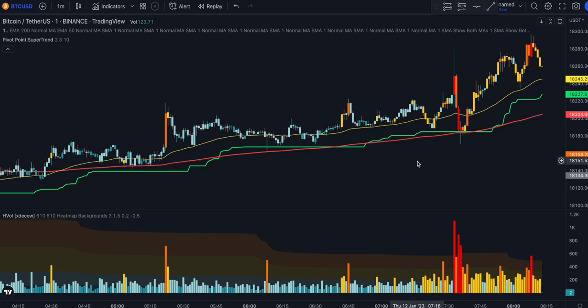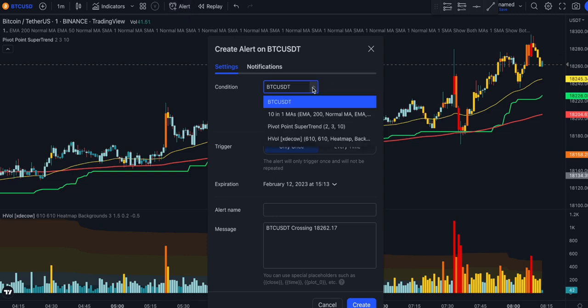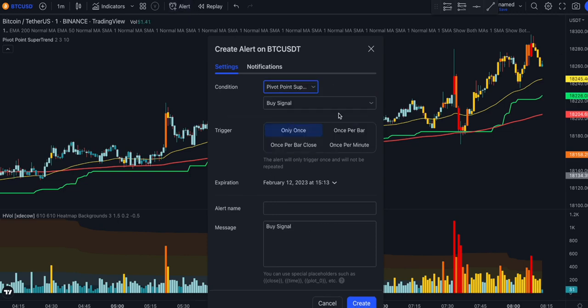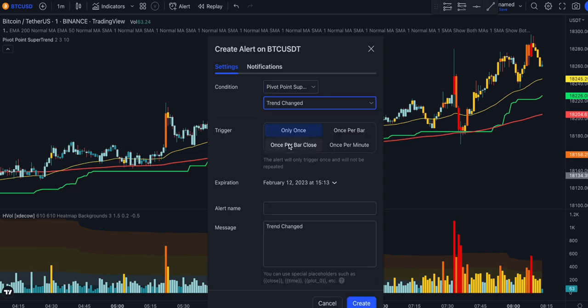As a bonus, let us show you how to create trade alerts for these buy and sell signals. First, click on the alert button at the top. Then select the pivot point Supertrend indicator. You can create alerts for buy, sell, or both. Also make sure you set the alert once per bar close.